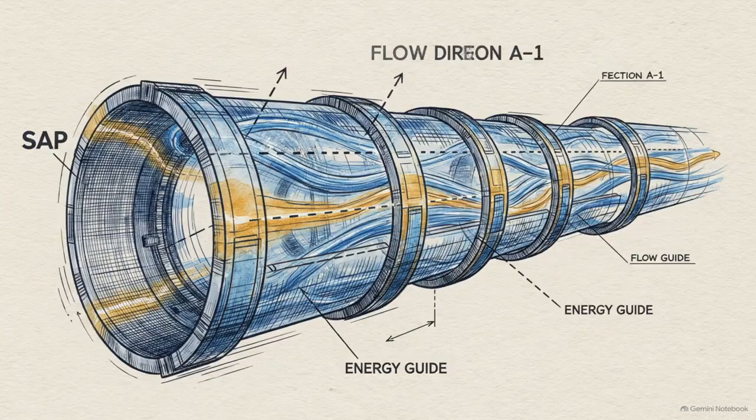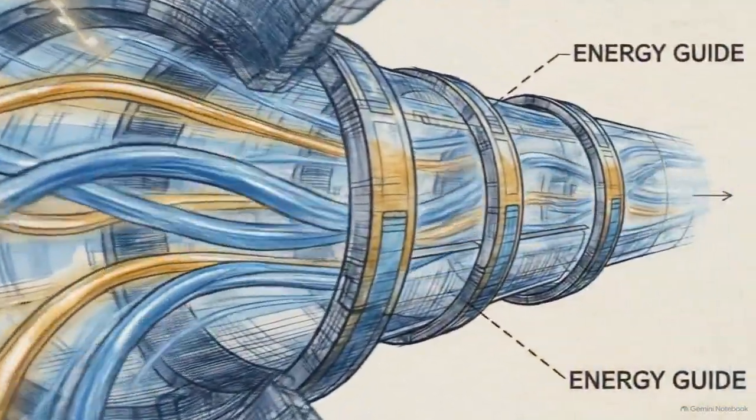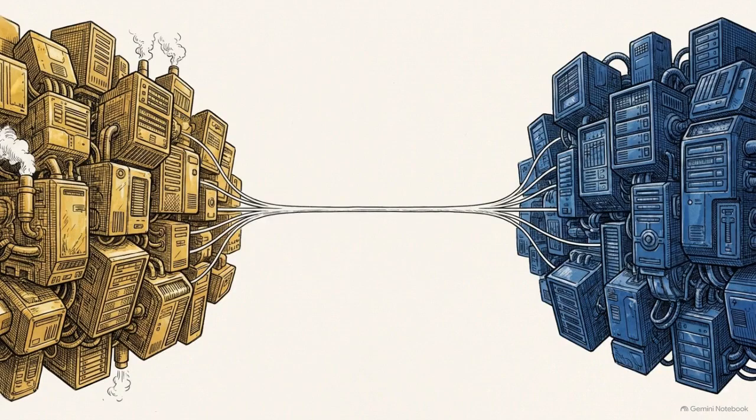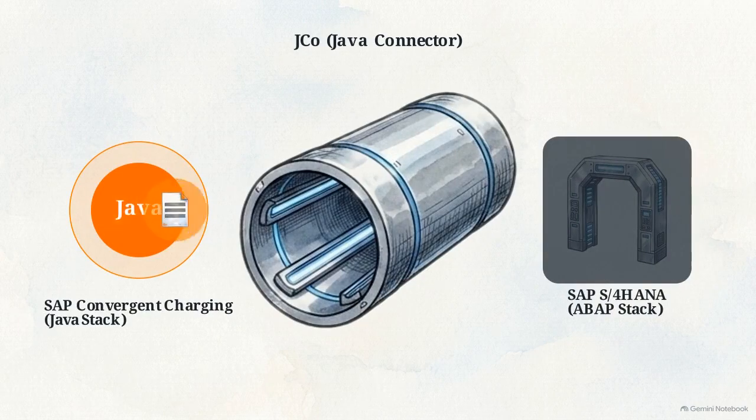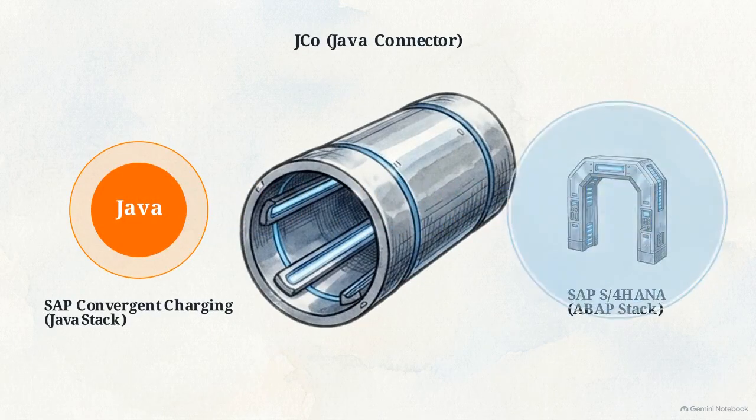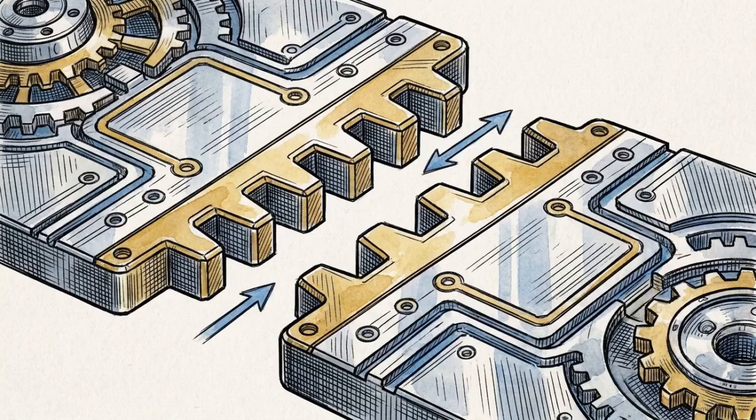To make that remote call, the architecture relies on the SAP Java Connector, or JCo. Think of it as the physical translation tunnel, connecting the Java stack to the ABAP stack. The JCo allows the external Java system to reach across the technical divide and trigger the ABAP function module on demand. While the Java connector provides the transmission route, the data itself won't be accepted unless its structure is perfectly aligned before the transmission begins.